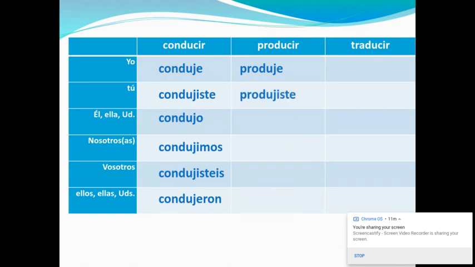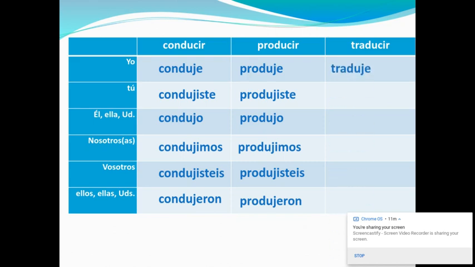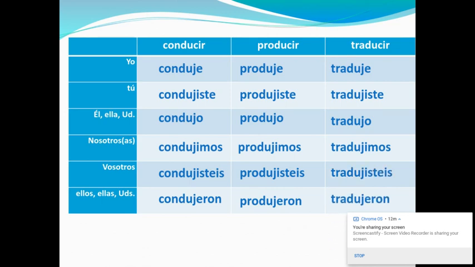Produje, produjiste, produjo, produjimos, produjisteis, produjeron. Traduje, tradujiste, tradujo, tradujimos, tradujisteis, y tradujeron.